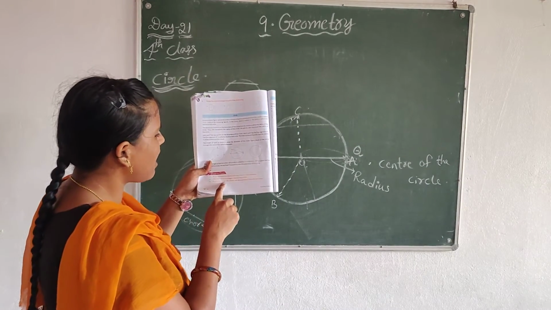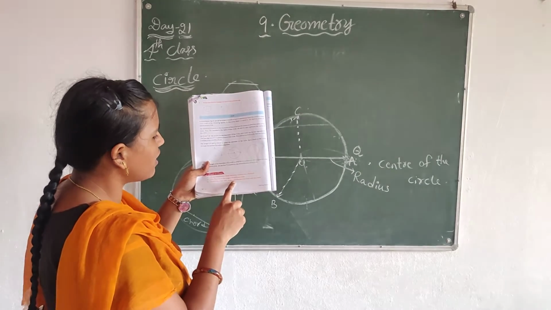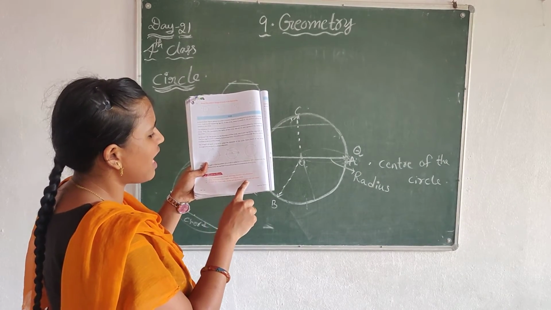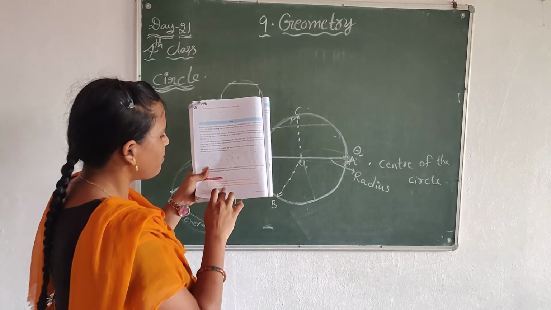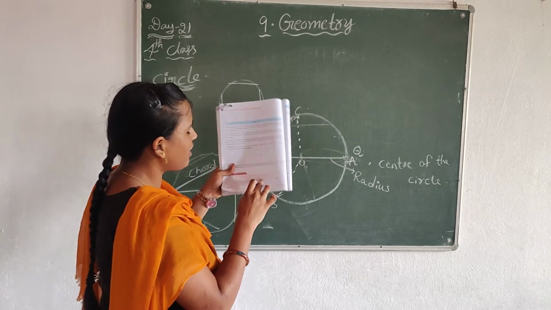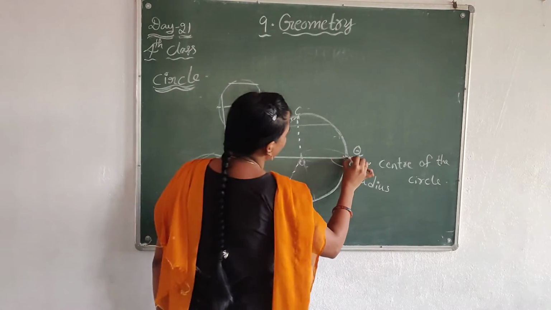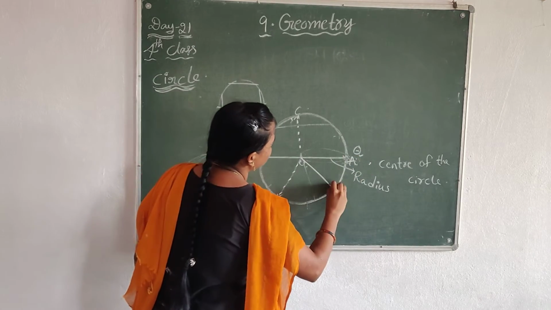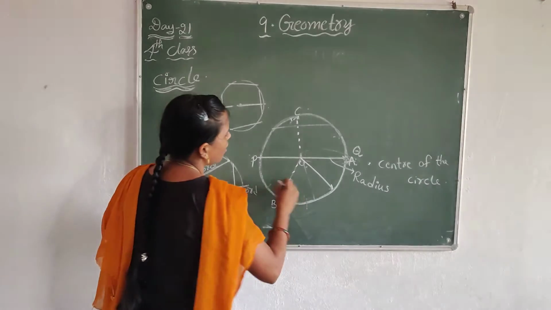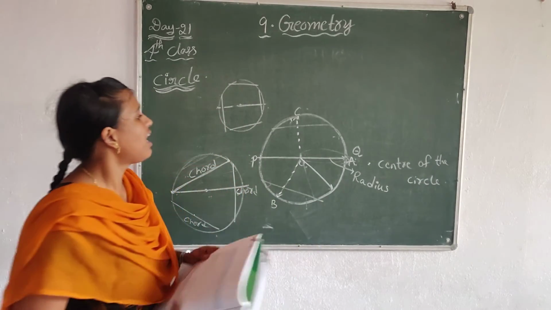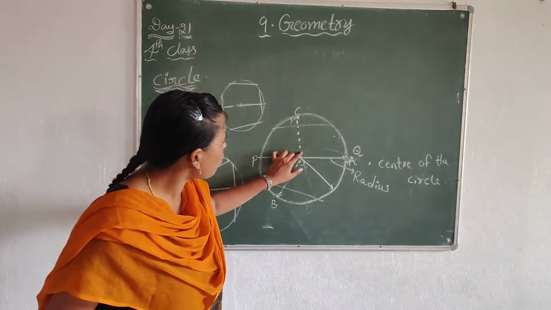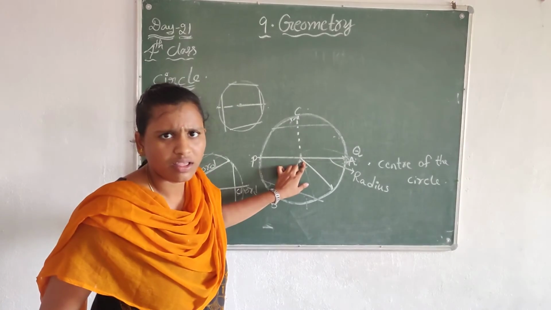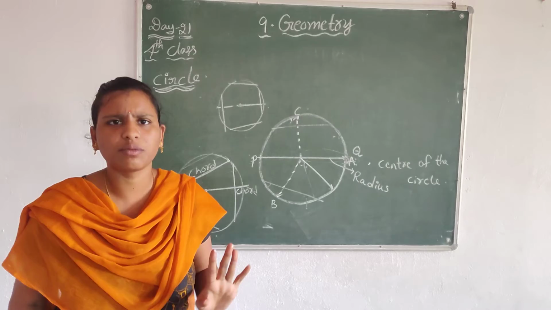A circle has many radii, chords and diameters, but it has only one center point. Every circle has only one center point, right?